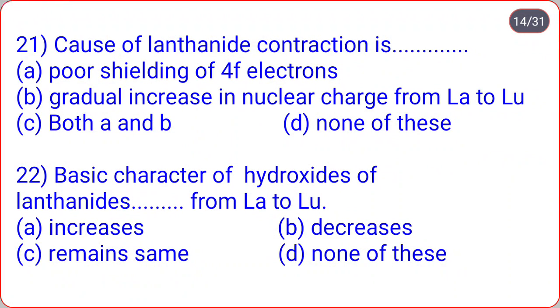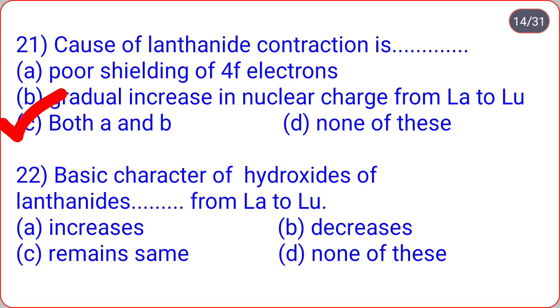Cause of lanthanide contraction is poor shielding of 4f electrons, gradual increase in nuclear charge from La to Lu, both A and B, none of these. So the correct option is option C, that is both A and B, means poor shielding of 4f electrons and gradual increase in nuclear charge from lanthanum to lutetium.